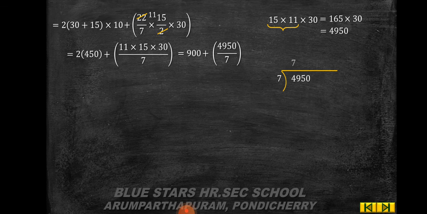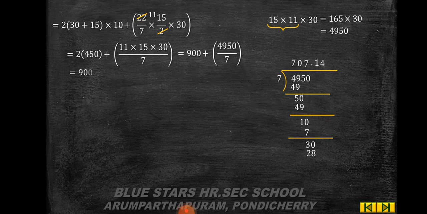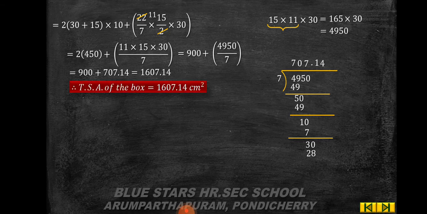So 7 times 49, 0. Again 7 times 49, remainder is 1. Put the decimal, add 1 0. So 1 times 7, remainder is 3. Again add 1 0, 4 times 28. So which is equal to 900 plus 707.14, which is equal to 1607.14. Therefore, the TSA of the box, that is the total surface area of the box, is equal to 1607.14 centimeter square.